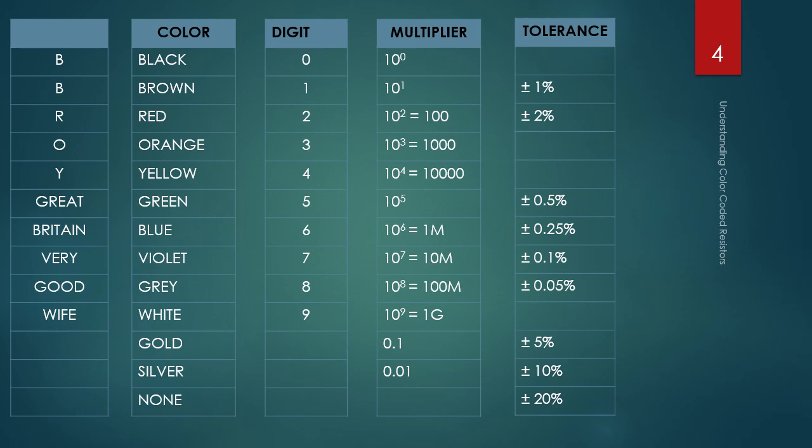Great signifying green, Britain signifying blue, very signifying violet, good, gray, wife, white. This is the easiest way, or an easy sequel given to understand or remember the sequence of colors.